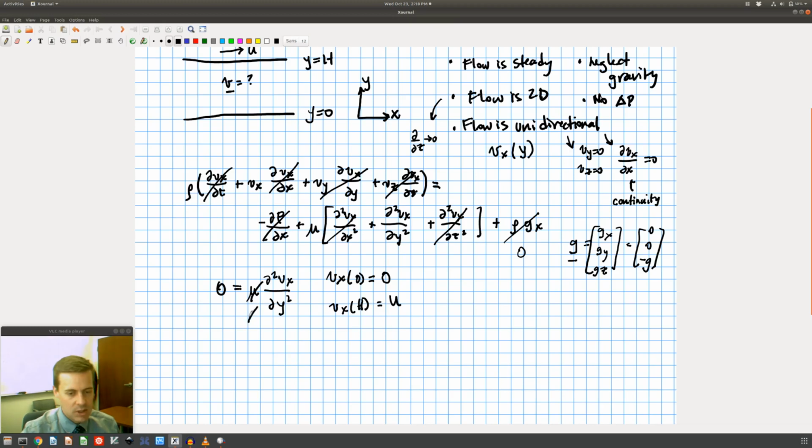So this now becomes an ODE, so I can write this as a total derivative. d squared Vx over dy squared equals 0. And this is just integrable. So the first step to integrating it, I can say that this is a derivative of dVx dy equals, and over here I have 0 dy, and I can integrate both sides.